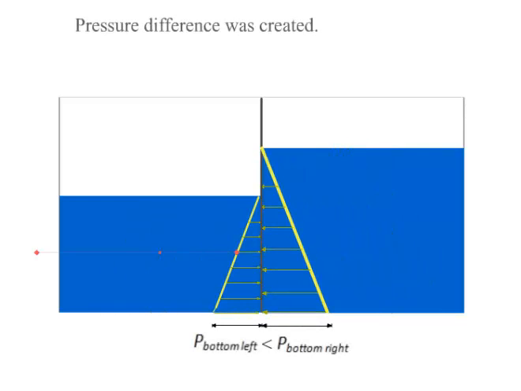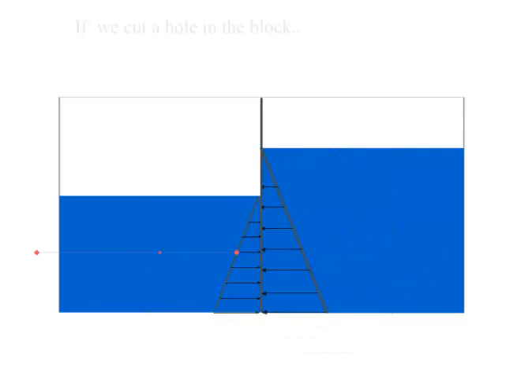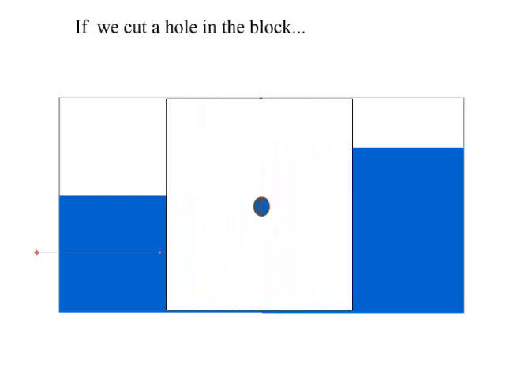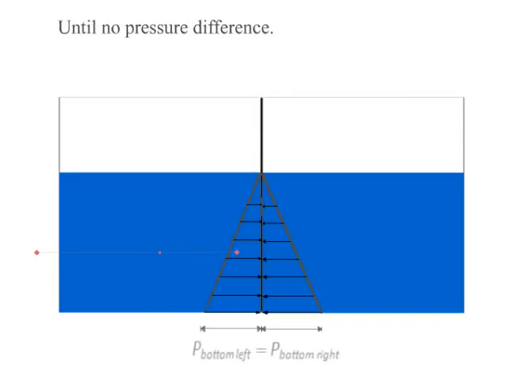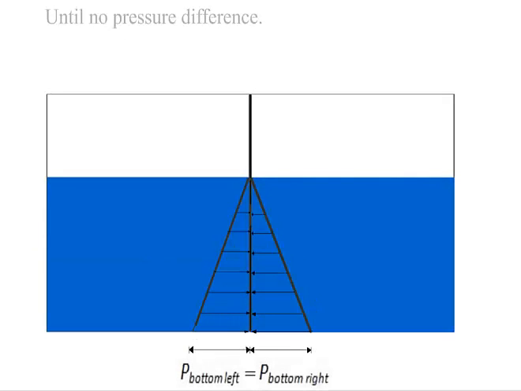As you could see, the pressure acting on the same point of the block is higher on the right side than it is on the left side. If we cut a hole in the block, water will flow from the higher pressure to the lower pressure until there is no pressure difference.